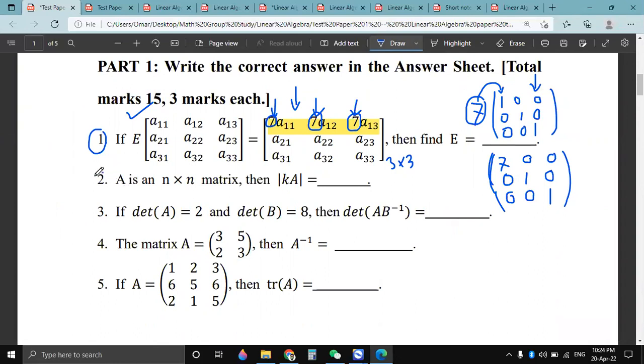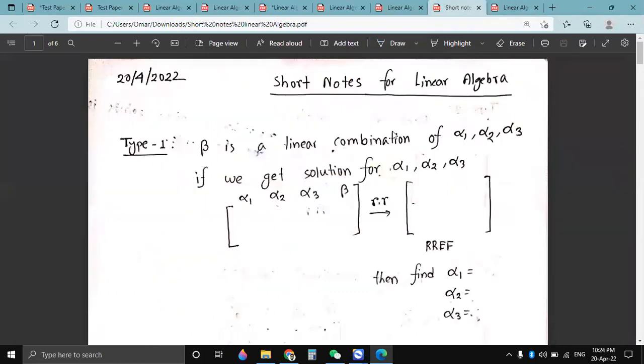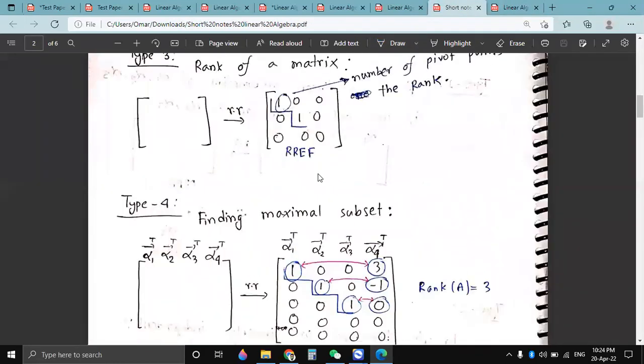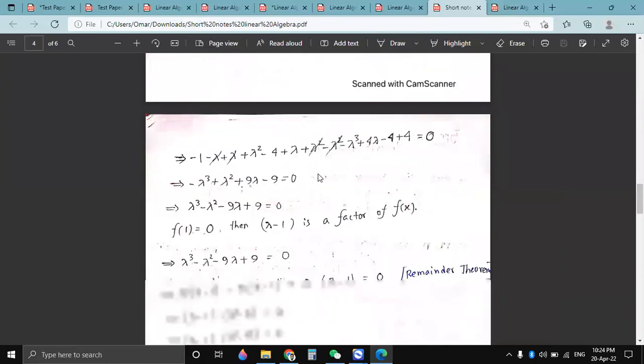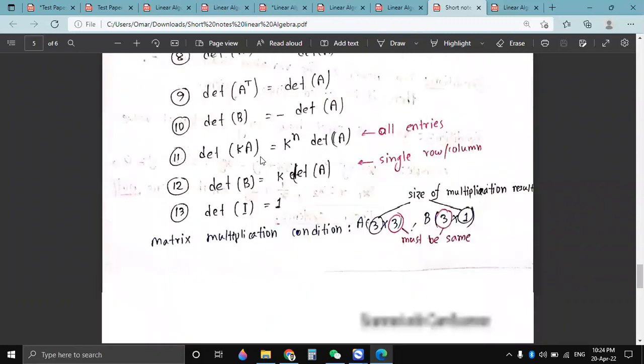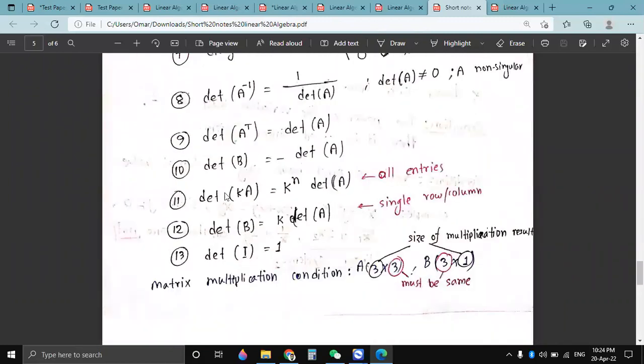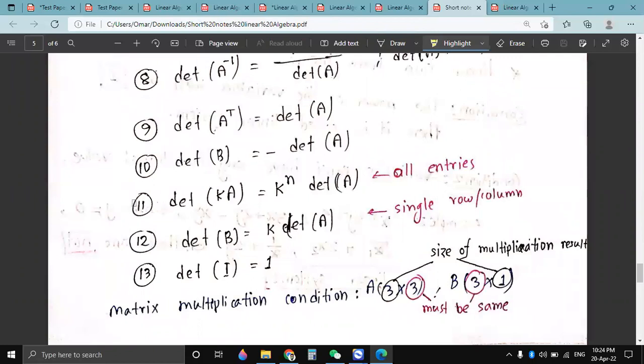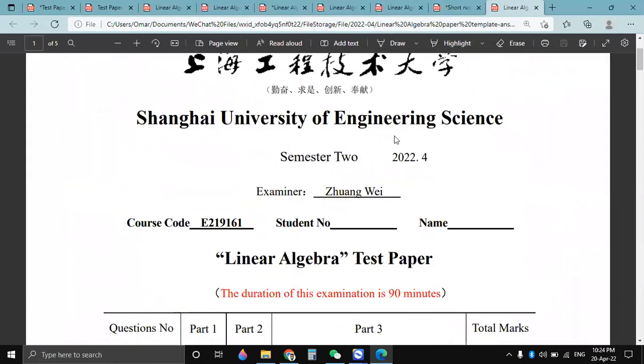And for the second question here, A is an n by n matrix, then determinant of kA is equal to what? So if you look at my short notes, I have written here, you see here, number 11. So we have a formula: determinant of k multiplied by A will be k to the power n, then determinant of A. So this formula is similar to this question.